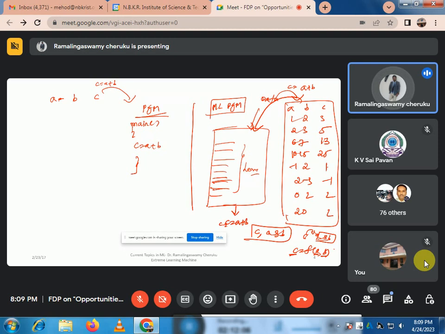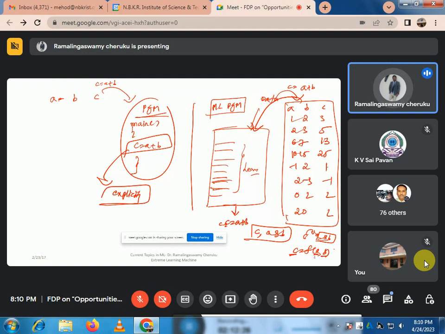In a normal program, I don't know what is happening inside. The output should be C is equal to A plus B, and the relationship between C and A is given explicitly. In the normal program, you mention the relationship explicitly. But here, this relationship is not given explicitly. It is a learning situation, where we will learn the relationship.